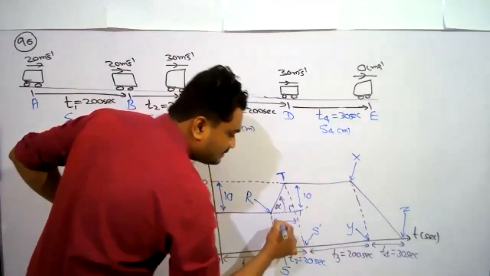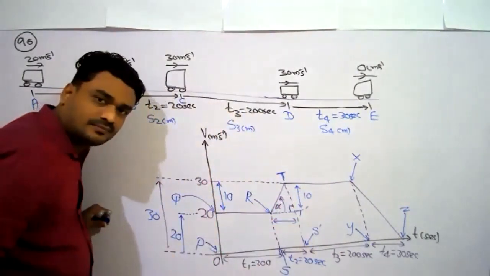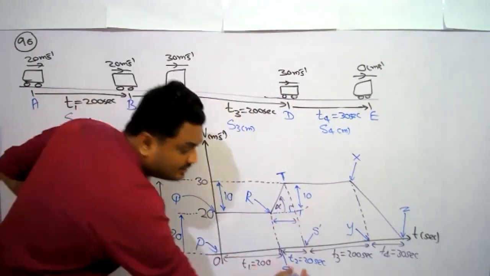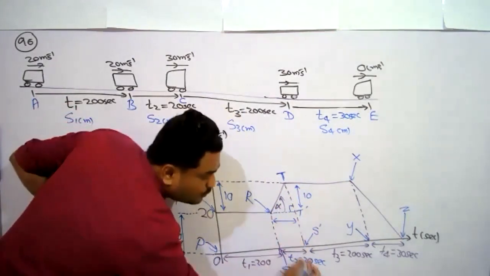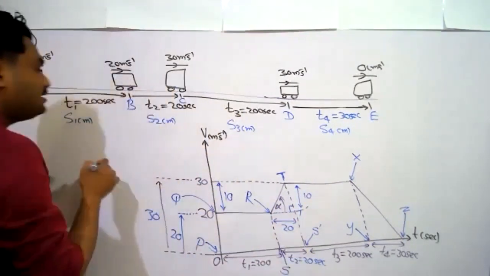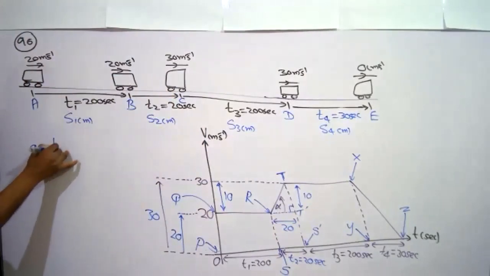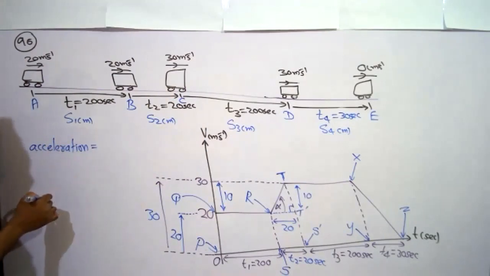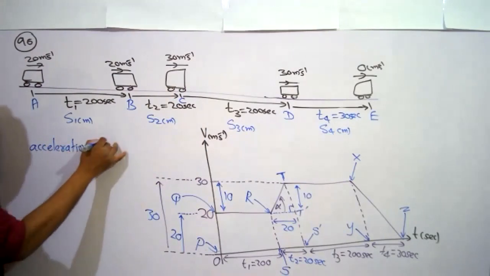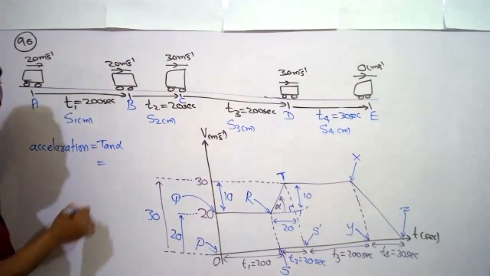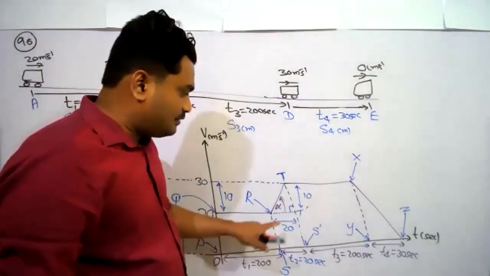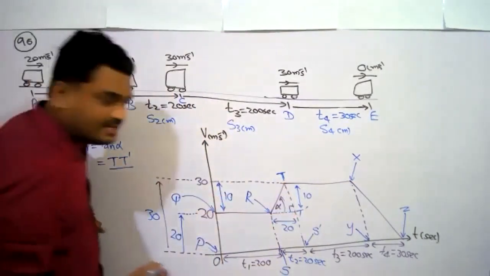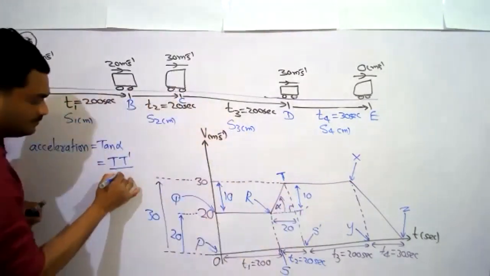What is this length? 20. This is 20, meaning T2 is 20. So then how do you find acceleration? What is acceleration? Acceleration is tan alpha. Tan alpha means opposite side, that is P dash T dash, divided by adjacent side, that is R T dash.